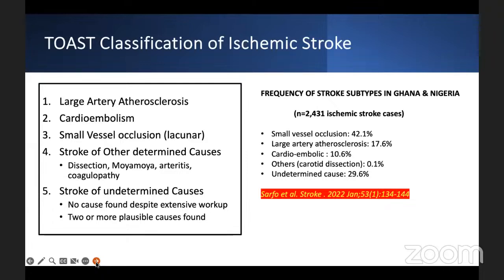Large arterial sclerosis comes second, and then cardioembolic comes third. But for about a third of our patients, we are not able to determine whether it is a small vessel occlusion or a large atherosclerosis or a cardioembolic stroke. So sometimes we say the cause is undetermined.